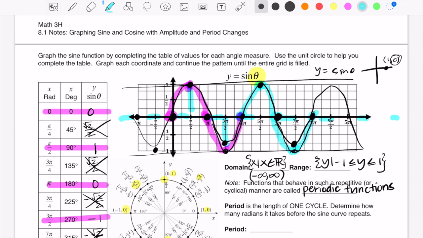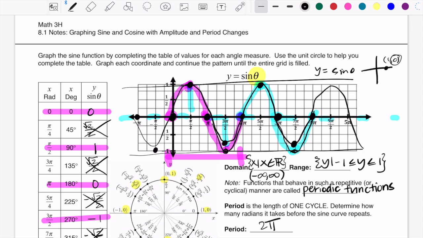So how long does that take? Well, the distance from here till it starts repeating is 2 pi. So the period for sine and cosine is 2 pi.